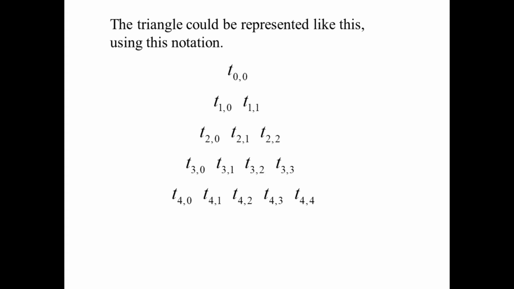The triangle could be represented by this. T sub 0, 0, 0th row, 0th term. T sub 1, 0, 1st row, 0th term. 1st row, 1st term. 2nd row, 0th term. 2nd row, 1st term. 2nd row, 2nd term. 3rd row, 0th term. 3rd row, 1st term. 3rd row, 2nd term. 3rd row, 3rd term. See how the last number is always no bigger than the first number? 4th row, 0th term. 4th row, 1st. 4th row, 2nd. 4th row, 3rd. 4th row, 4th term.